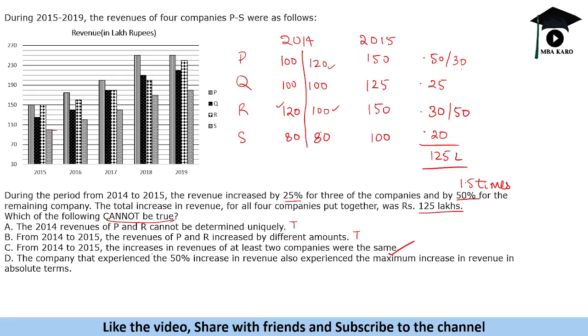Okay. So the company that experienced 50% increase also experienced the maximum increase in revenue. Yes, that also is the maximum absolute increase. So 50% increase and maximum absolute increase also. So option C is wrong, which says that from 2014 to 15, the increase in revenues in at least two companies were the same. Okay, so this is the answer to this question. Alright, so let's move on to the next set.